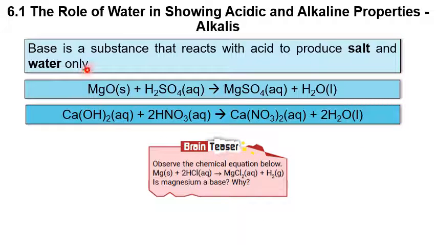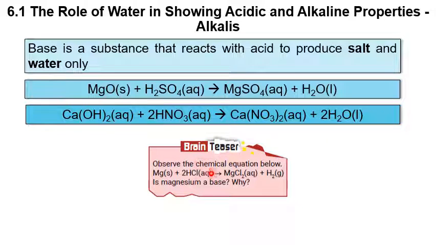Base is a substance that reacts with acid to produce salts and water only. Now we're talking about base. The definition here is very important. You must remember, base is a substance that reacts with acid to produce salt and water only. For example, magnesium oxide reacts with sulfuric acid and produces salt and water. Here calcium hydroxide reacts with nitric acid and produces salt and water.